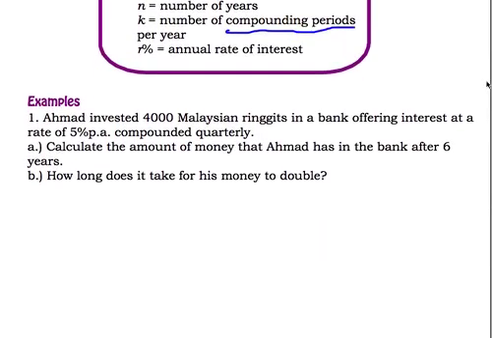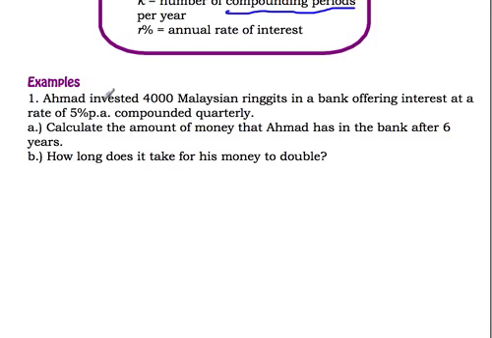So we're going to use the formula now to do example 1, where Ahmed invests 4,000 Malaysian ringgits. That's the present value or the original value. In a bank offering interest at 5% per annum. So that's your R. And it's compounded quarterly, which means 4 times a year. So your K is 4. So calculate the amount of money that Ahmed made in the bank after 6 years. So that's your N equals 6, after 6 years.